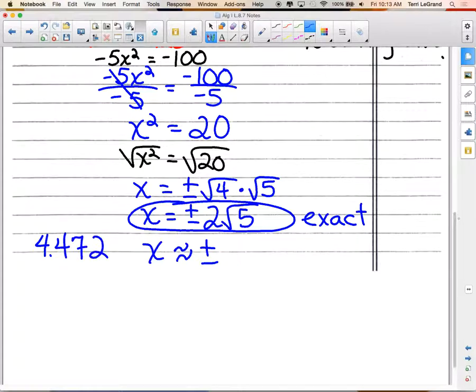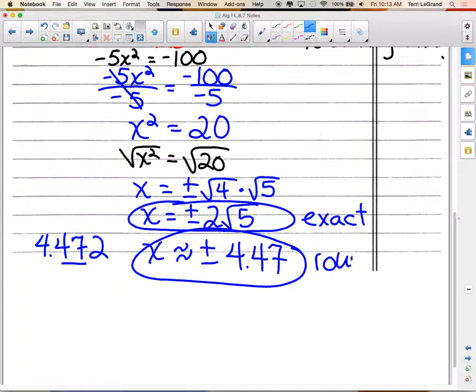4.472. 47 is 47 hundredths. Is 2 big enough to make it 48 hundredths? No. So we're going to say 4 and 47 hundredths is our rounded answer.